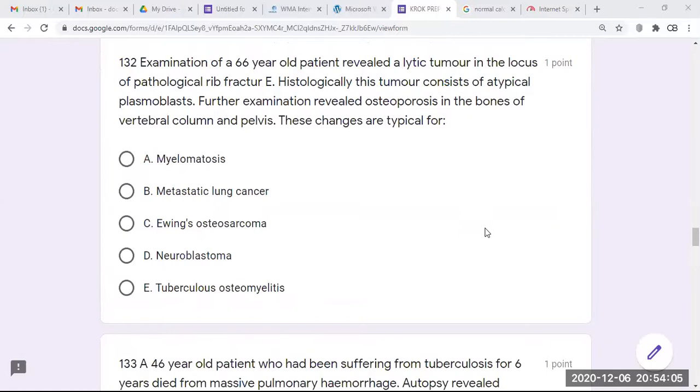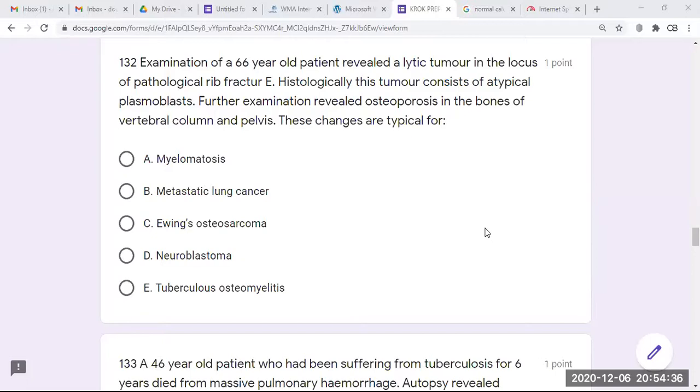So they said a 60-year-old examination revealed a latent tumor in the locus of a pathological rib fracture. When they did histological examination, they found an atypical plasmoblast. So the moment you see atypical, you think of cancer, right? Further examination revealed osteoporosis in the bones of the vertebral column. It means that there are multiple bones involved. So we call it multiple myeloma. So the answer is going to be what?